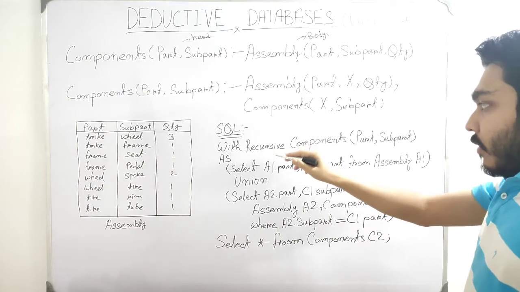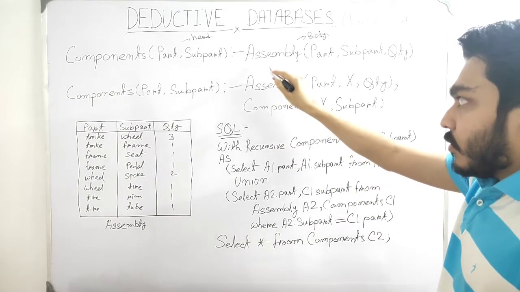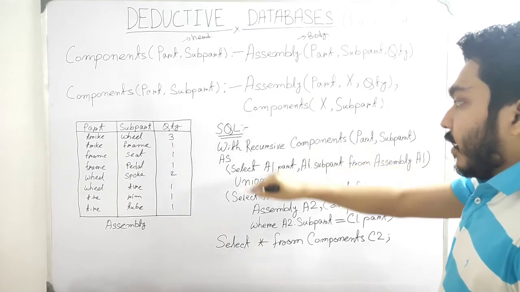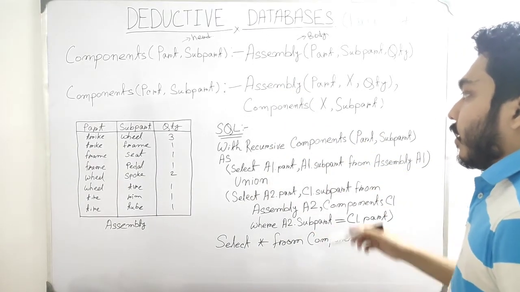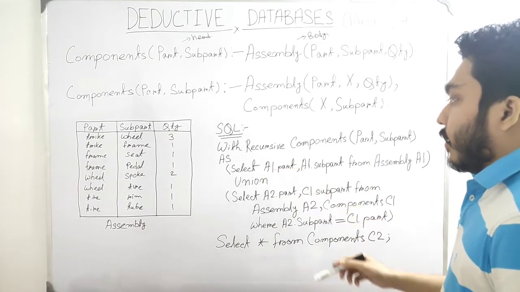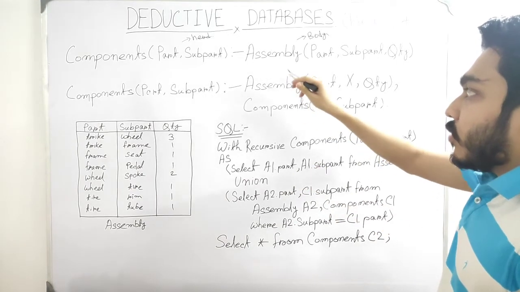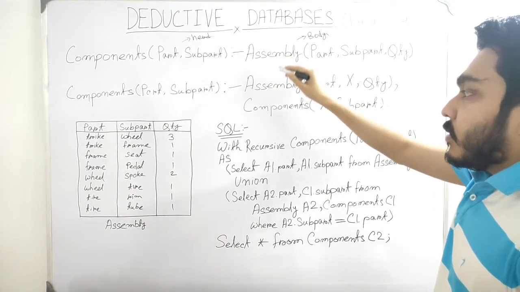If you see the SQL query, it is very easy. If you understand rule 1 and rule 2 properly, anybody can write this SQL query. It consists of two SQL queries and there is one union, because we have two rules and we need to union them.